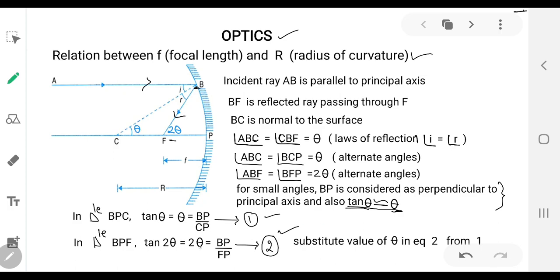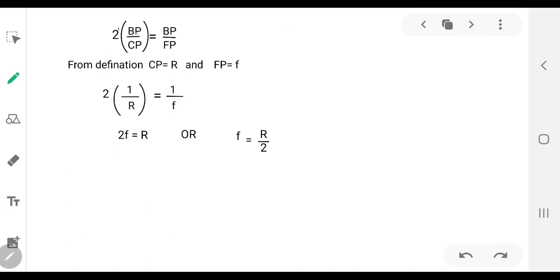Now, in equation 2, instead of theta, we'll substitute the theta value from equation 1, so that it becomes 2 BP by CP is equal to BP by FP. From the numerator the BP cancels, and it becomes 2 times 1 upon CP is equal to 1 upon FP.